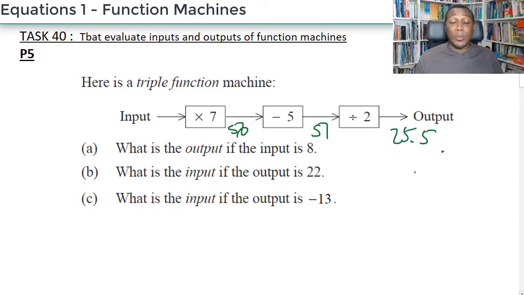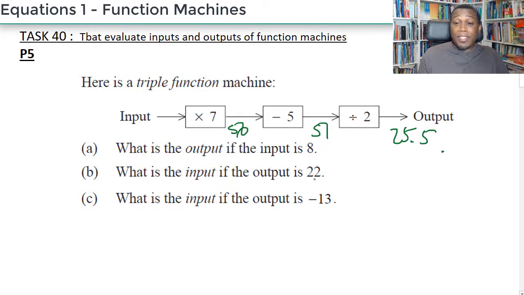Good thing that I'm actually doing this. Ooh, that's ugly. There's something about not getting a whole number answer, isn't there? But that's what it is. What's the output if the input is 8? Input is 8. 8 sevens are 56. 56 take away 5 is 51. And half of 51 is 25.5 or 25 and a half. So it has to be right.